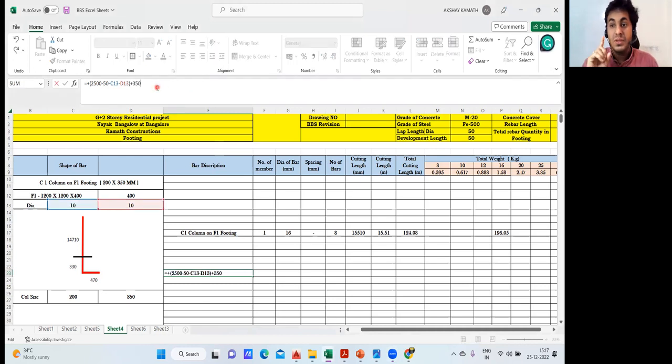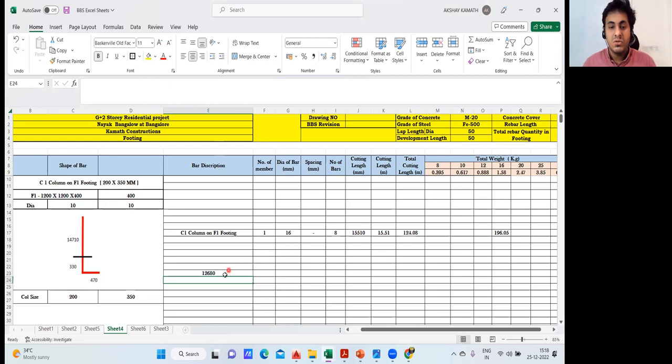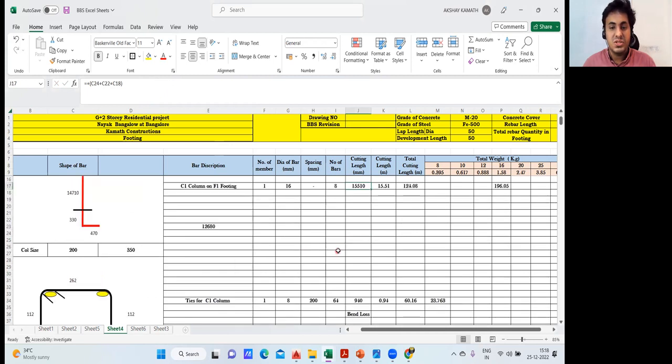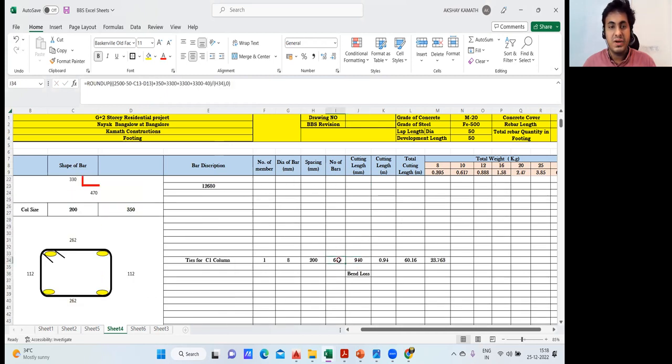Plus 350, that is the depth of your plinth beam, plus 3300 ground floor height to first floor to second floor, and from there to the last one, it is 3300. Okay, 3300 plus 3300. Enter. How much did you get? I got 12,680. Later I'll divide that. Same thing I did: plus 350 plus 350 plus 3300 plus 3300 plus 3300.